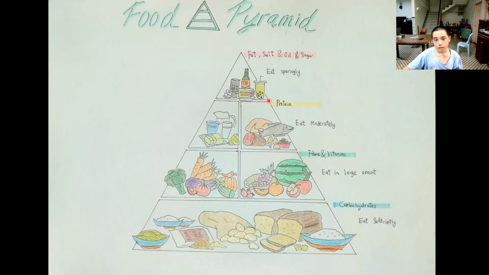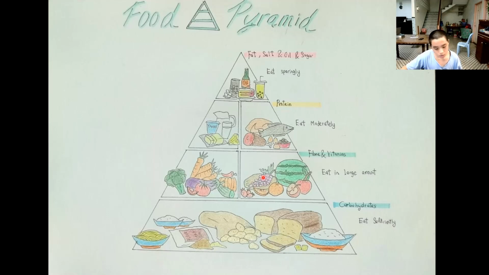As we can see, this food pyramid is divided into four parts, and each part has different foods that contain different types of nutrients. So the lowest part, which is the biggest part, are foods that contain carbohydrates. The foods in this part, we must eat sufficiently, which is 4 to 8 servings daily, because the food in this class supplies a lot of energy to us.